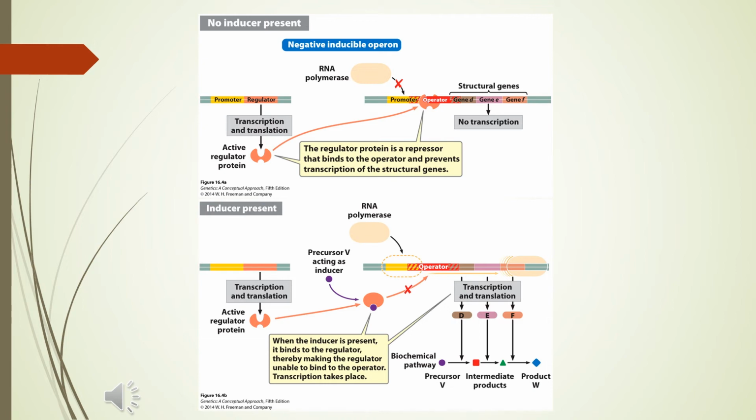So what the inducer does is, it binds with the transcriptional regulation protein, and by which it cannot bind with the operator region. So RNA polymerase will recognize the promoter site of this operon system, and it will go on and pass the operator region, cross the operator region, then undergo transcription and translation of the structural genes. Transcription and translation will occur. So this is how an inducer works.